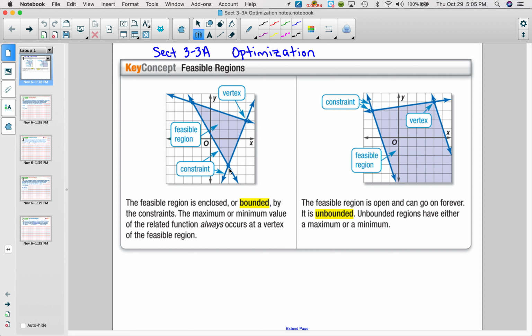So we're going to be enclosing, in some cases, sometimes we have an unbounded region, like this situation. And in that case, the feasible region is open and can go on forever. It is unbounded. Unbounded regions have either a maximum or a minimum. So for this particular one, there would be a maximum and it would occur at one of these 2 points, but the minimum, there is none. Now, this doesn't necessarily mean that this point right here is the maximum because it's the highest, because we're going to be given another function and we're going to be testing these values. You'll see that in just a minute.